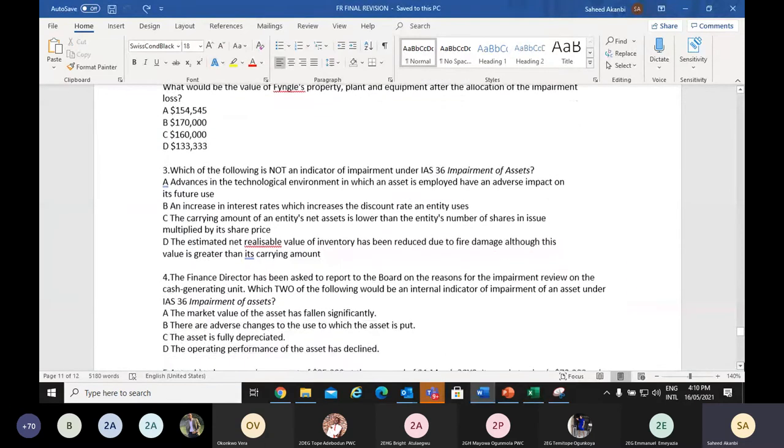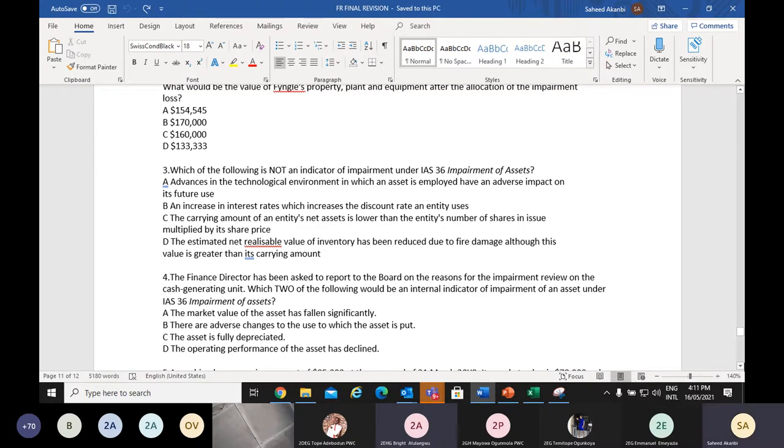The third question. Okay, number three. Which of the following is not an indicator of impairment under IAS 36, impairment of assets? A. Advances in the technological environment in which an asset is employed have an adverse impact on its future use. B. An increase in interest rates, which increases the discount rate an entity uses. C. The carrying amount of an entity's net assets is lower than the entity's number of shares in issue multiplied by its share price. D. The estimated net realizable value of inventory has been reduced due to fire damage, although this value is greater than its carrying amount.